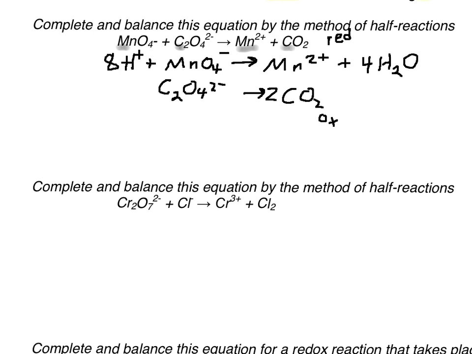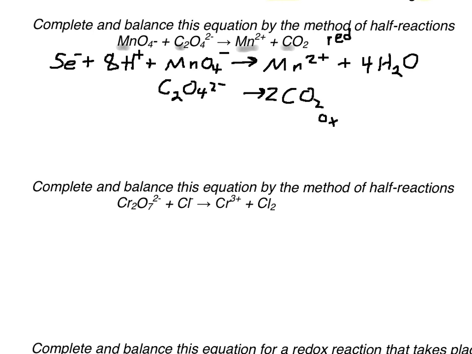My next step is to balance my charges by using my electrons. I've got 8 positive right here, 1 negative over here, so I've got a positive 7 on the left-hand side. I've got a positive 2 on the right-hand side, so I need 5 extra electrons to balance this out. And so now I have a positive 2 on both sides of the equation. Now for my bottom equation, I've got a negative 2 here, I've got a neutral 0 going on over here, so I need 2 electrons on this side over here.